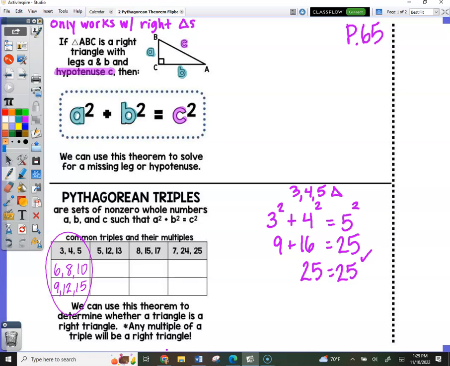I want you right now to finish the chart of the Pythagorean triples, if it was dilated by a scale factor of 2, if it was dilated by a scale factor of 3. Finish that chart right now. Fill in that chart. Is your chart filled in?